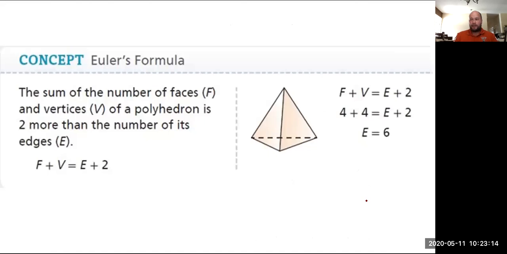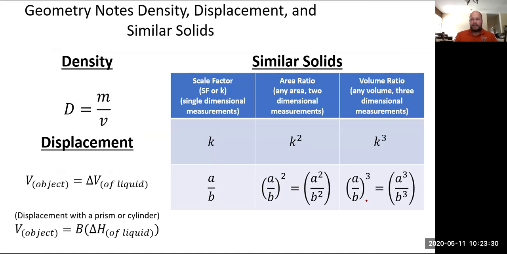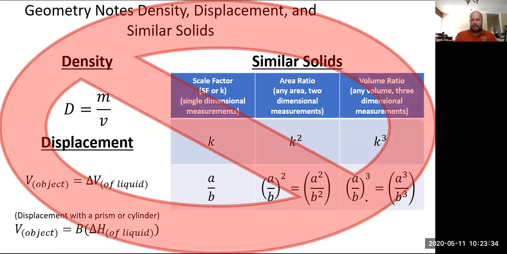This was also from the very first chapter, Euler's formula. That was one that you needed to know for this section. So number of faces plus vertices equals number of edges plus 2. That was from the very first section, and that will be on the test. The density stuff, density, displacement, similar solids, will not be on the test. So you don't have to have that one for this.